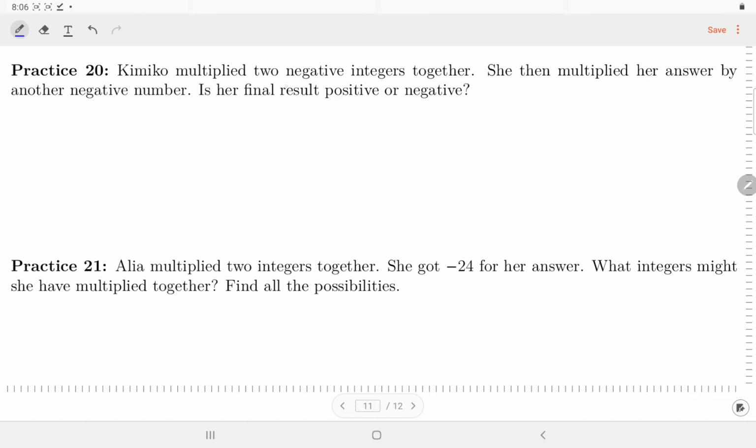Kimiko multiplied two negative integers together. Negative times negative. This will give you a positive integer. She then multiplied her answer, which is positive, by a negative number. Positive times negative is negative. The final result is negative.